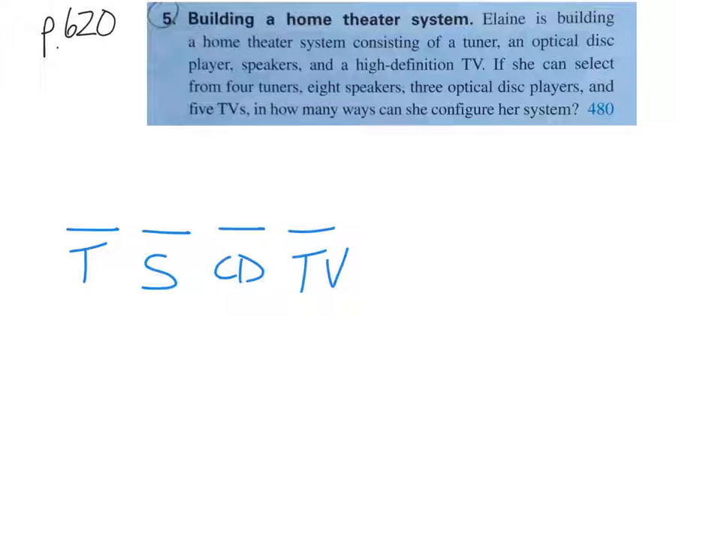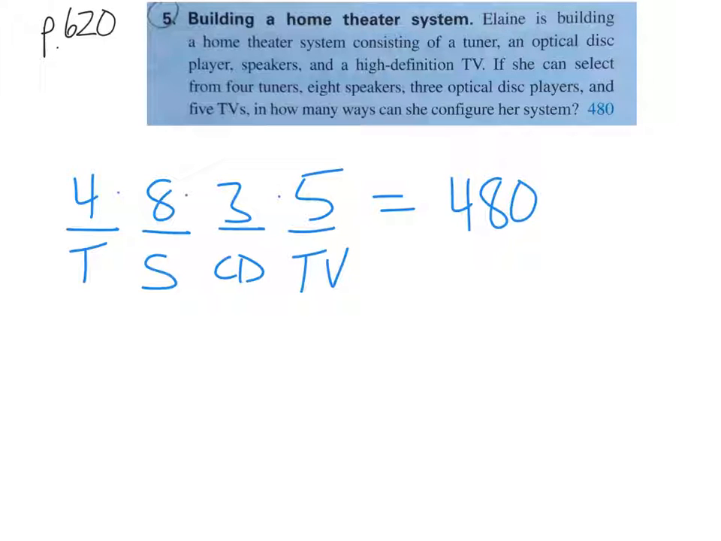And we're going to plug in the number of options we have for each. It says 4 tuners, 8 speakers, 3 disc players, and 5 TVs. And then the fundamental counting principle says, since we plugged in all the different ways you can do each thing, if we multiply this together, we'll get the total number of options or total number of combinations. So that amounts to 480 home theater systems.